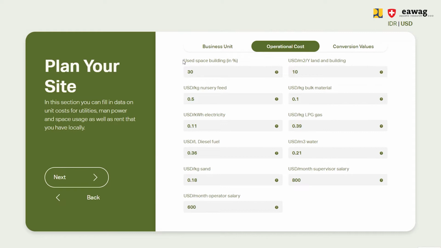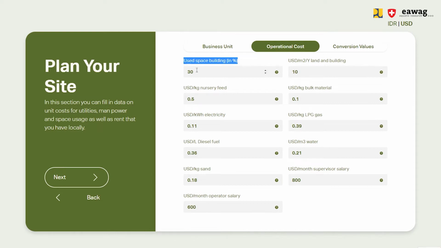We start here with the used space building in percentage. This value lets you decide what space in your building is used by the equipment that you use there. In this case, we put 30%. This value then means that 30% of your building will be occupied by equipment, which means that 70% will be space used for walking paths.